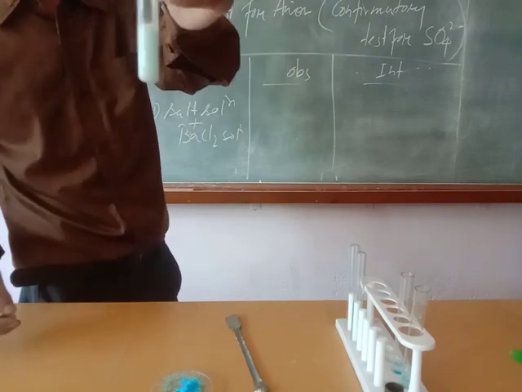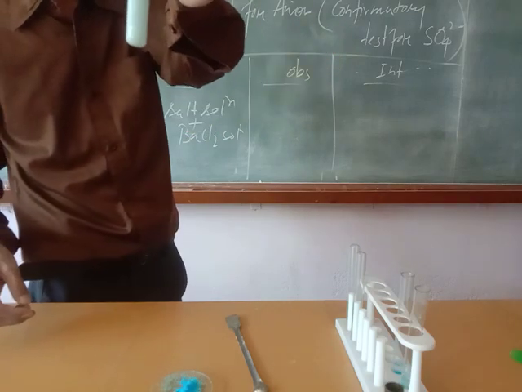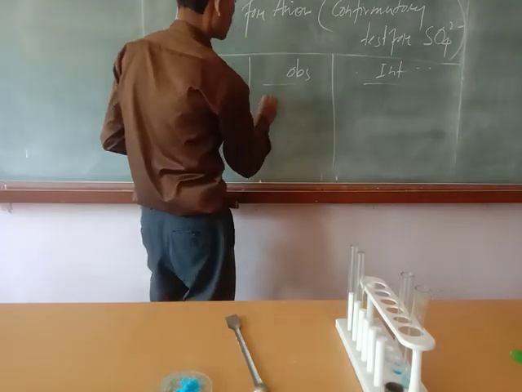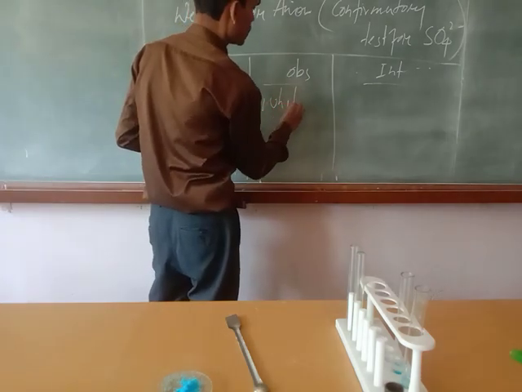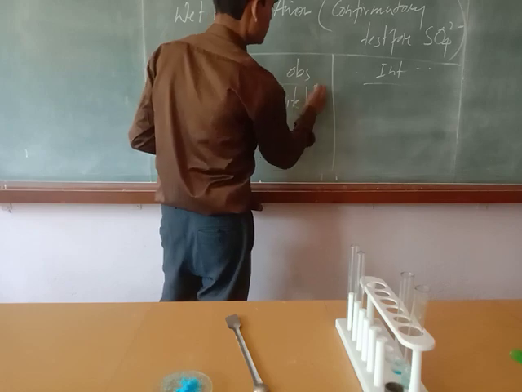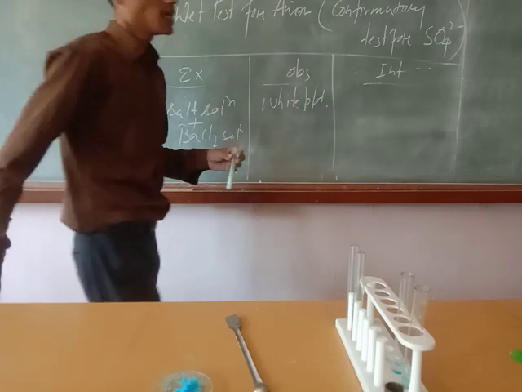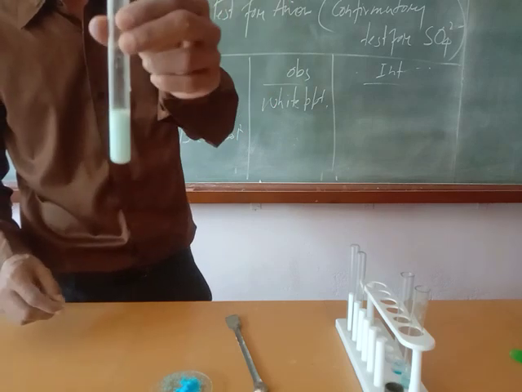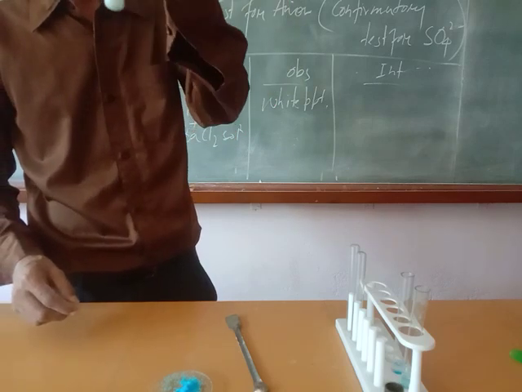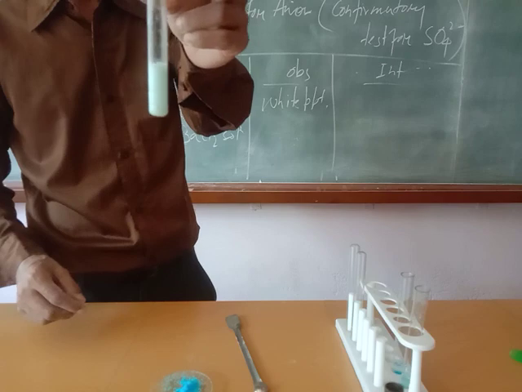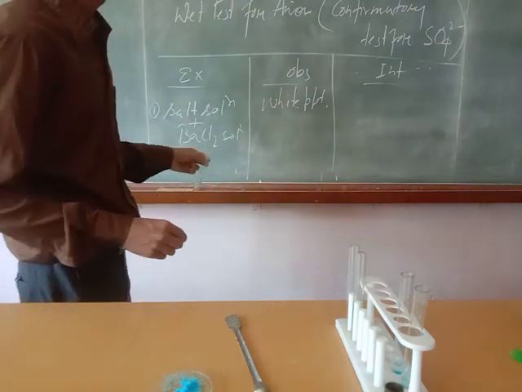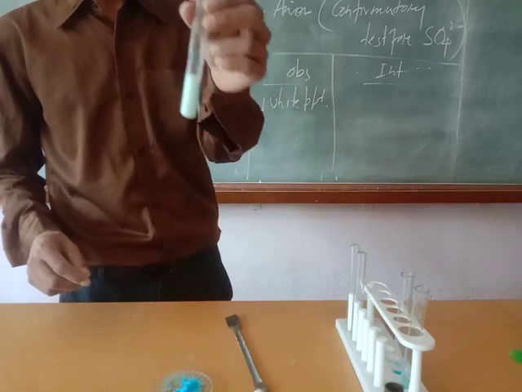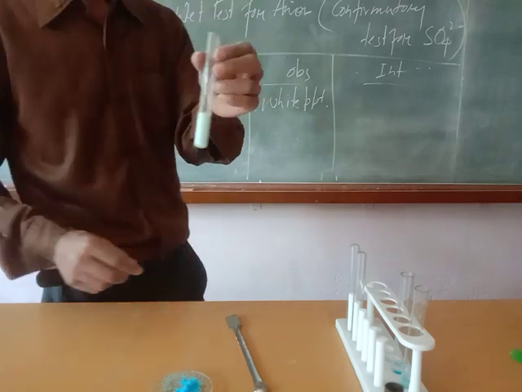This is a white precipitate. This is not a transparent solution. This is a precipitate. Here we have to write white PPT. If the precipitate dissolves in dilute nitric acid, then it is the carbonate, and if the precipitate is insoluble in nitric acid, then it is the confirmatory test for sulfate.